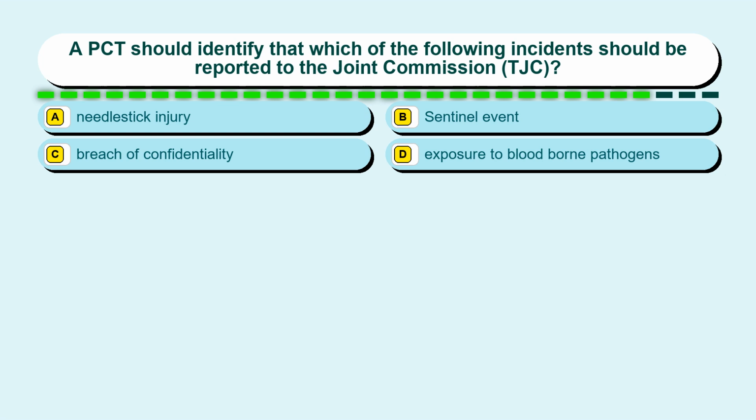Question 50. A PCT should identify that which of the following incidents should be reported to the Joint Commission, TJC. Option A, needle stick injury. Option B, sentinel event. Option C, breach of confidentiality. Option D, exposure to blood-borne pathogens.